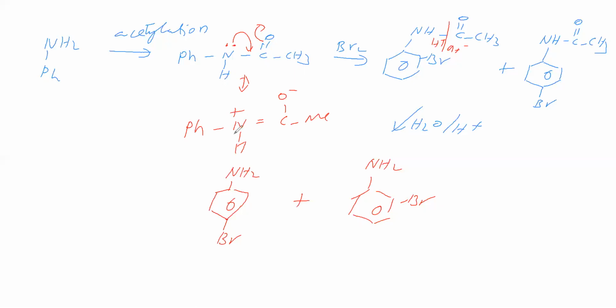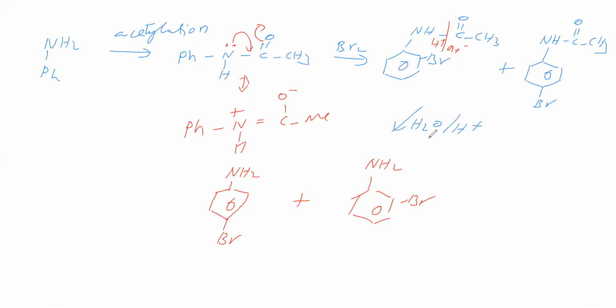Because of this positive charge, it is not activating the phenyl ring as much as the NH2 group. Therefore, it has less tendency to go for electrophilic substitution. Therefore, it is going for monobromination here but not tribromination. So if you want to take aniline for monohalogenation, first you go for acetylation, then you go for bromination, you will get the monobromo product, then hydrolyze it, and this becomes the NH2 group again.